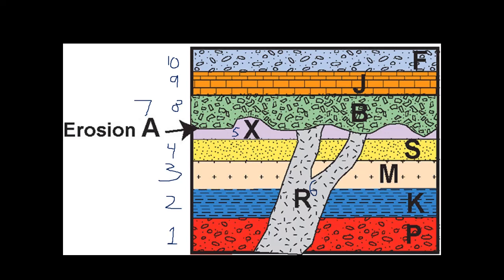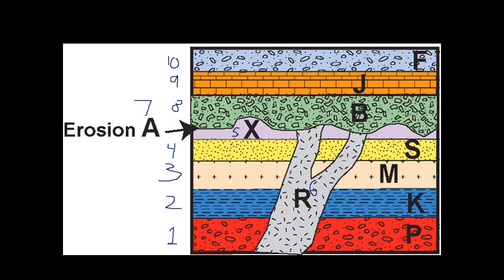M is our third. Same principles as before. S is the fourth. And X over here is the fifth. Now we have to take a look at either the erosion A or at R, our intrusion.